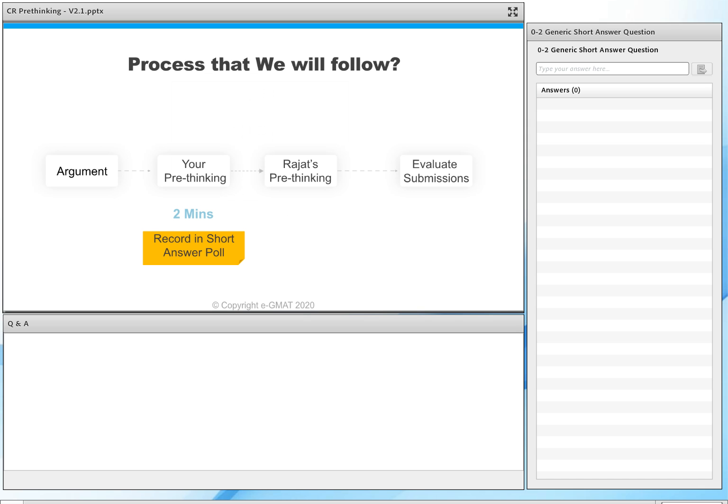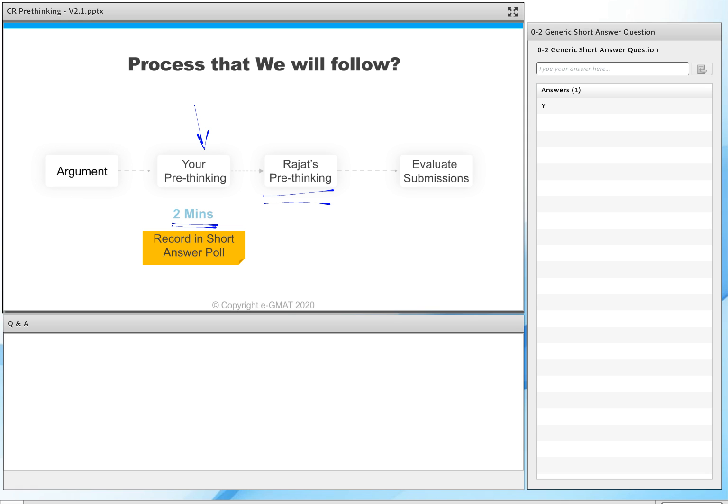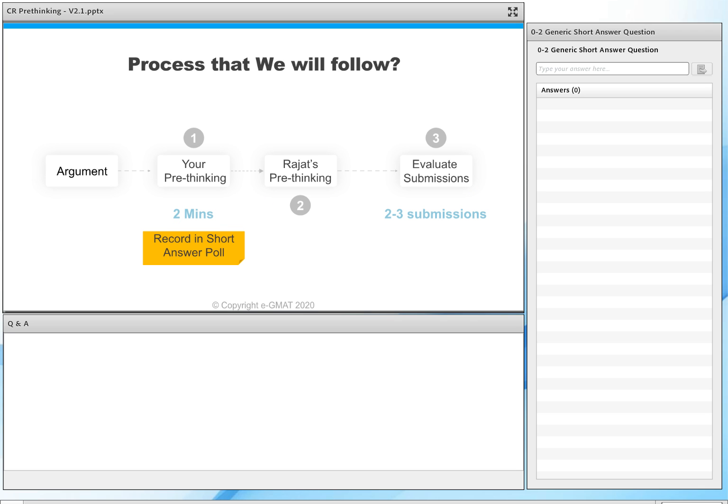The process we're going to follow is I'm going to give you the argument, just the argument, no answer choices. I want you to type in what you pre-think. I'm going to give you 2.5 up to 3 minutes or so, so you'll have ample time. Don't worry about timing, go slow and put in those answers in the short answer pod. Then we're going to look at how I do pre-thinking, and then we're going to evaluate some submissions. So make sure you have a pen and paper ready and a bottle of water if you need that.